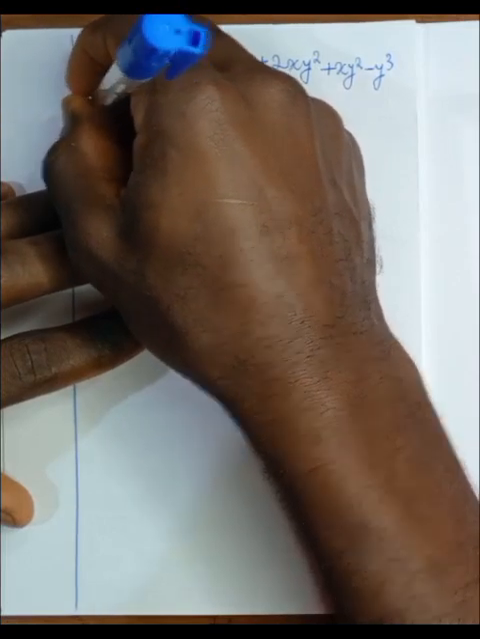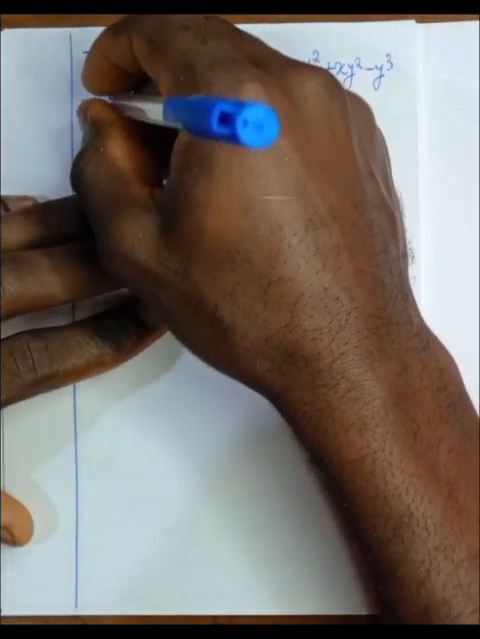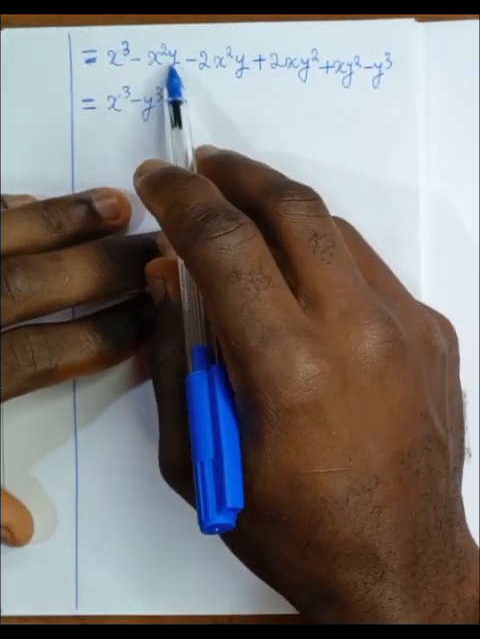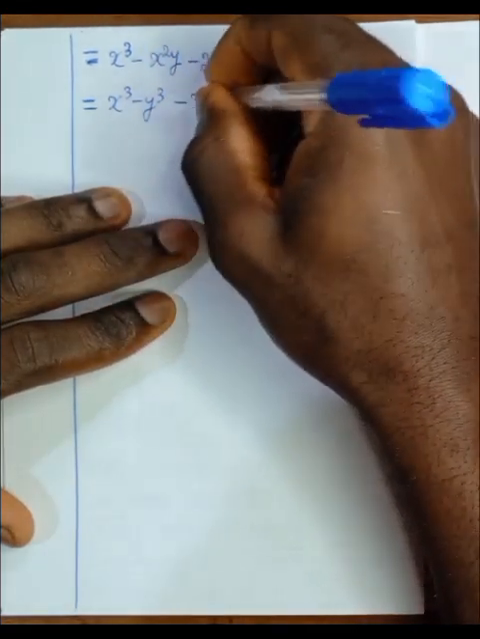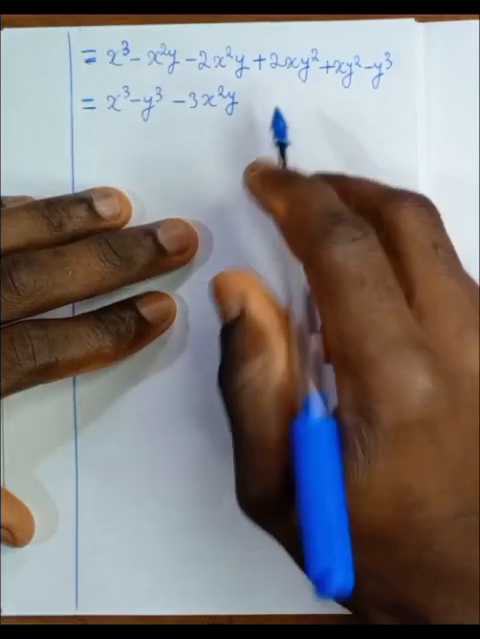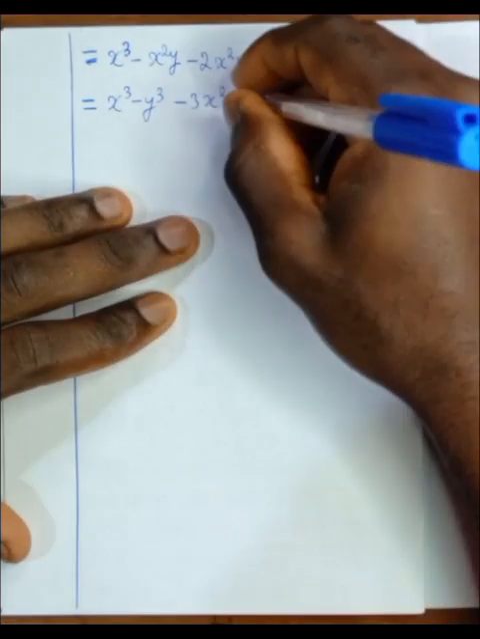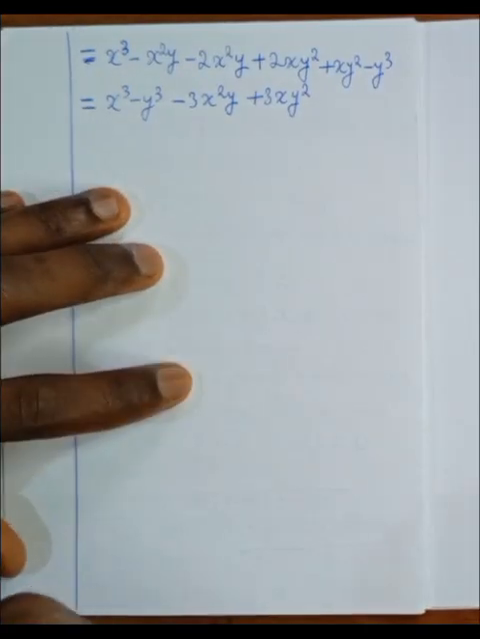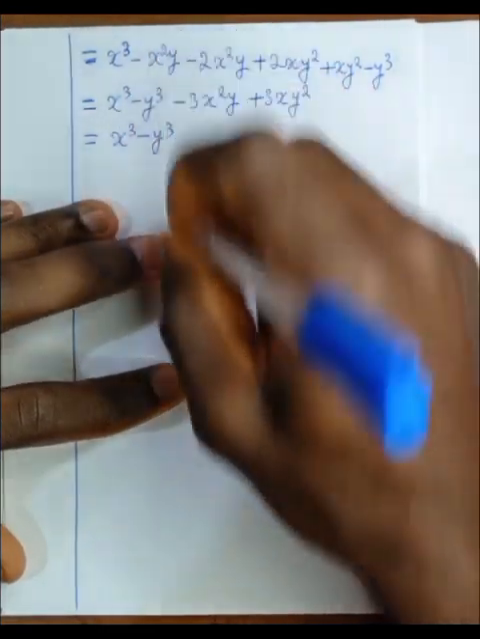This will be equal to, we are going to bring the terms raised to the power 3 together. X cubed minus y cubed. Negative x squared y minus 2x squared y gives us negative 3x squared y. 2xy squared plus xy squared gives us plus 3xy squared. This will be equal to x cubed minus y cubed.